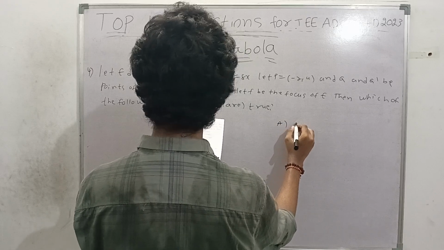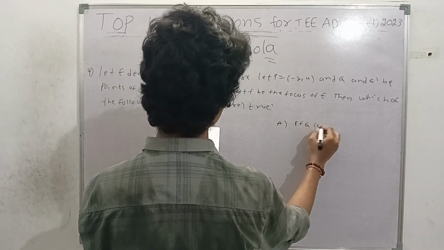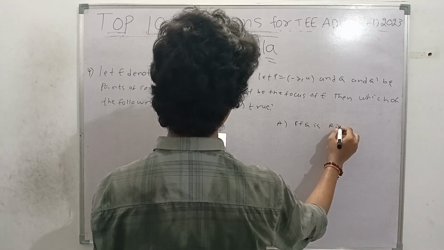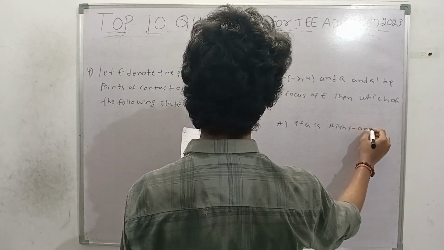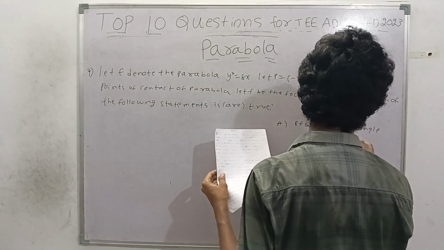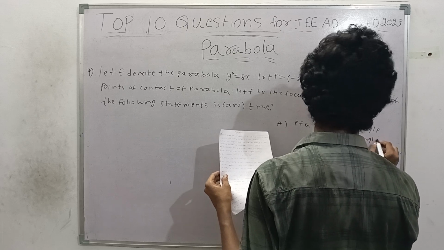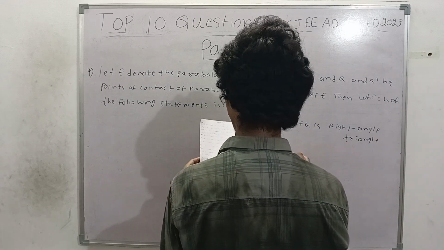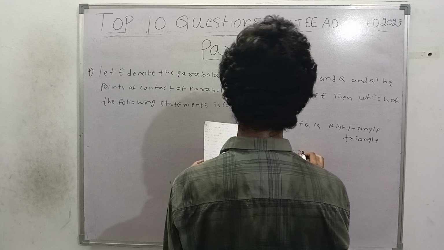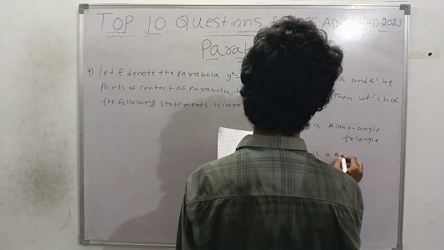Option A, PFQ is a right angle triangle. Option B, QPQ' is a right angle triangle.